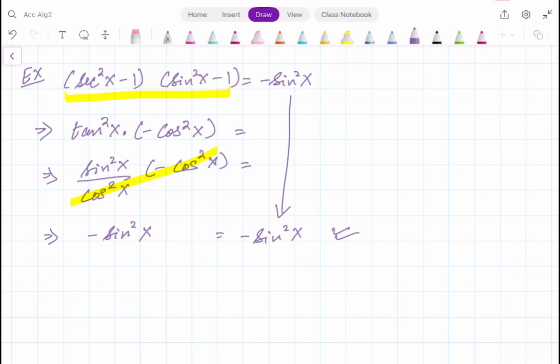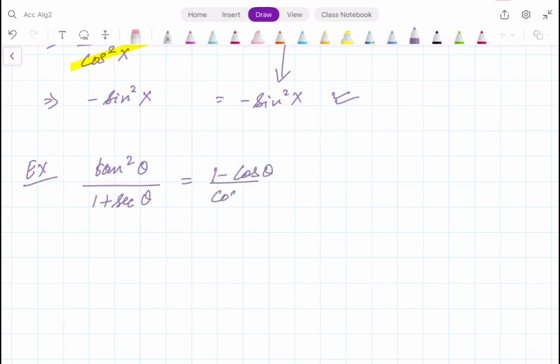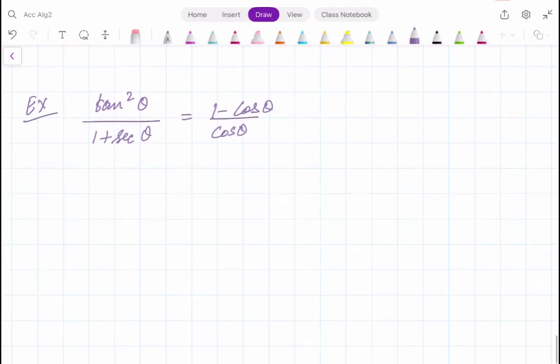Let's take one more example. Now this time, we have tangent squared theta divided by 1 plus secant theta, and they want it to be equal to 1 minus cos theta over cos theta. Again, the drill is the same. Pause the video, do it on your own, and then come back and check the answer.